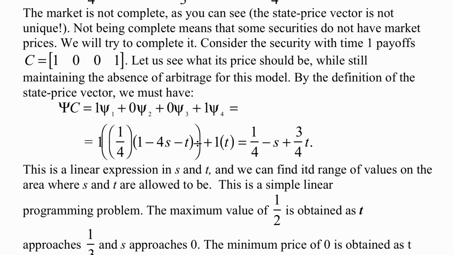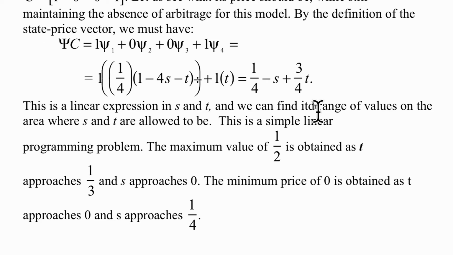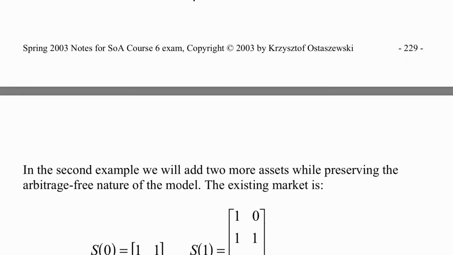This is a linear expression in s and t, and we can find its range of values on the area where s and t are allowed to be. This is a simple linear programming problem. The maximum value of 1/2 is obtained as t approaches 1/3 and s approaches 0. The minimum price of 0 is obtained as t approaches 0 and s approaches 1/4.